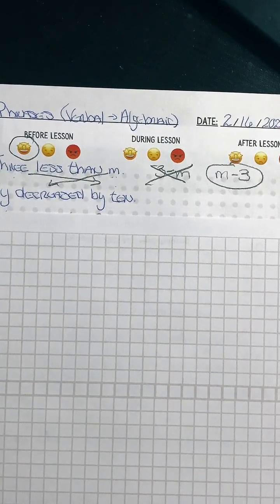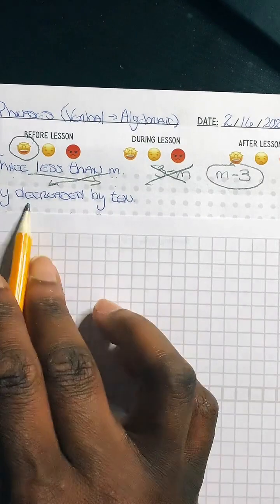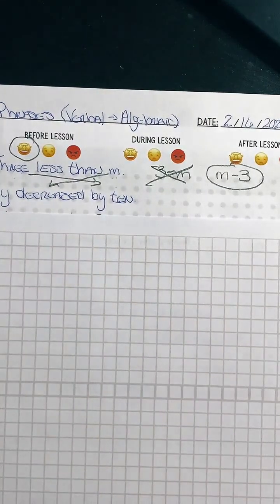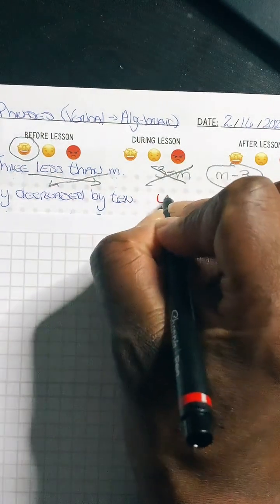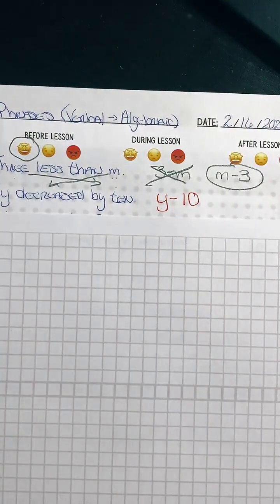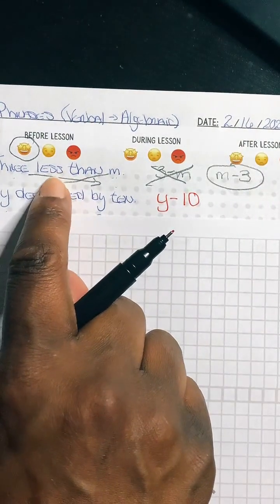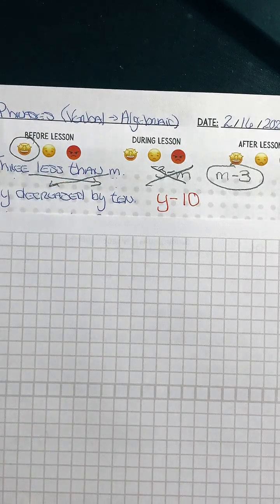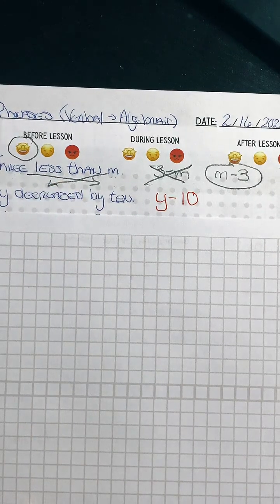Okay, minus, less than. So decrease by, that gives you your y minus 10. The only one that switches is less than. Decrease by will give you subtraction.